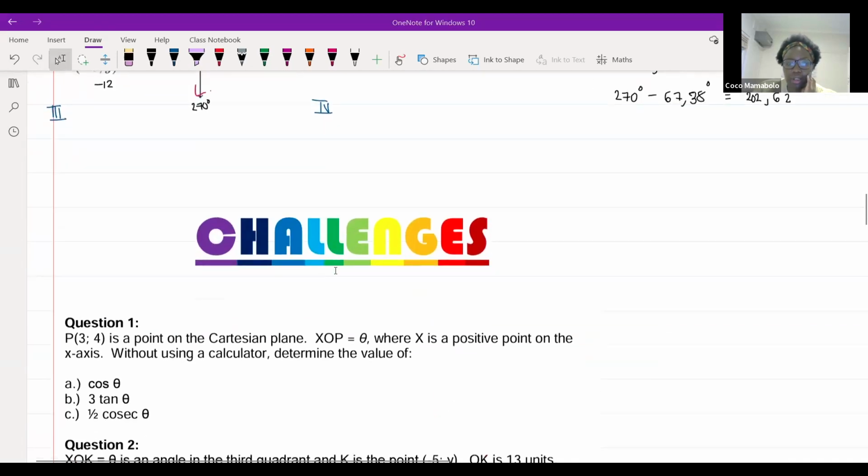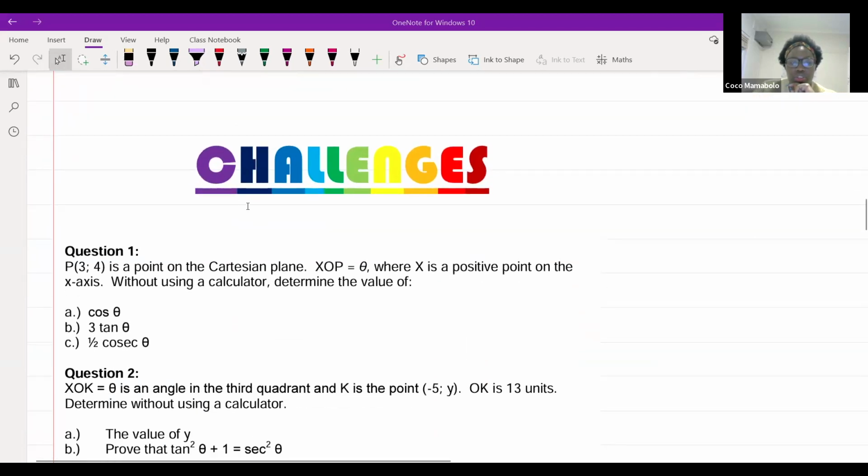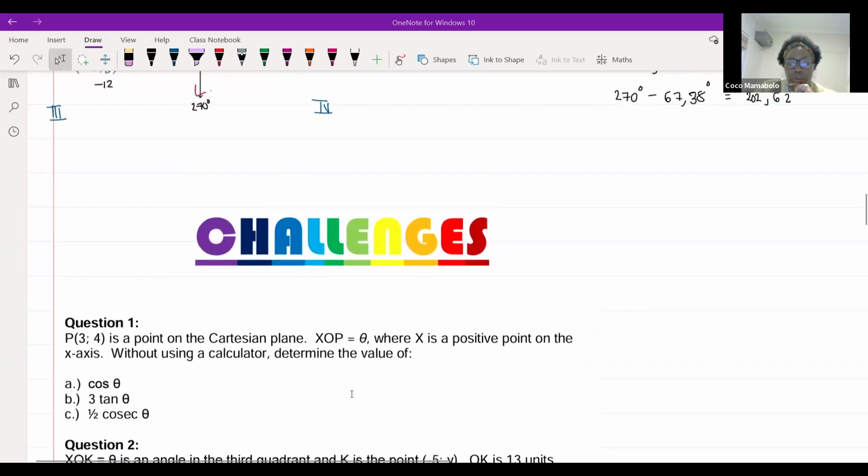Okay, let's look at some challenging questions. Here's question number 1, and then we'll talk about question number 2. Now, I want you to note that in this question, they haven't given you a drawing. They're saying here, point P, which is the point (3, 4), is a point on a Cartesian plane. You must go find your own Cartesian plane. We're not going to help you.